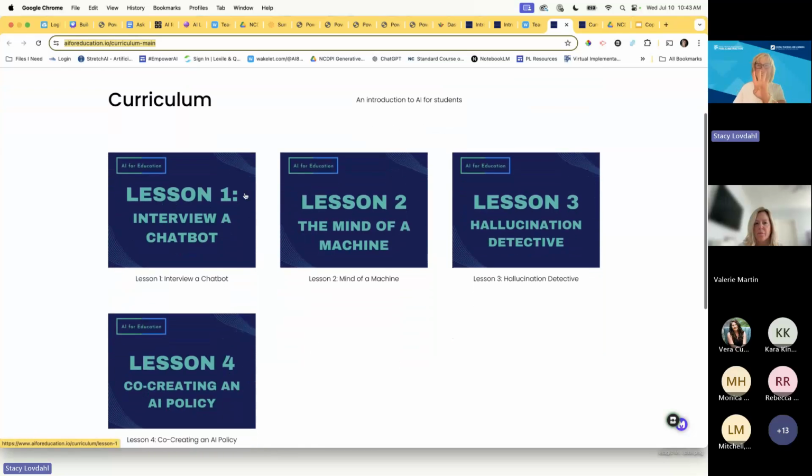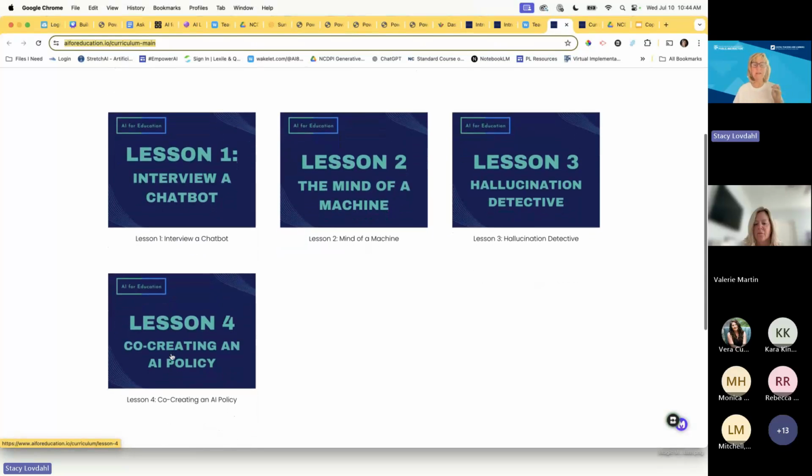where you can see all four lessons on the screen. And they've got four lessons, lesson 1, 2, 3, and 4. And it starts off with interview a chatbot. And then they have one where you learn the mind of the machine, where you learn a little bit about machine learning and how AI works. Then lesson 3 is about hallucination detective and how and why AIs make mistakes. And then it ends with co-creating, having students create an AI policy.